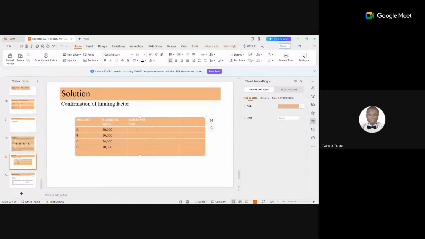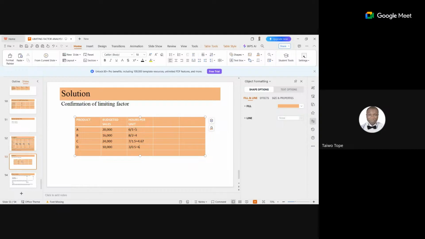This will be 6 is equal to what? Isn't it? This will be what? 2. You have it as what? 4. This will be what? This will be 7 divided by what? 1.5. You have it as what? 4.67. And this will be what? 3 divided by what? 0.5. You have it as what? 6. You have it as 6.